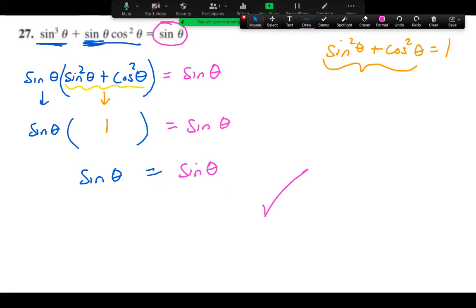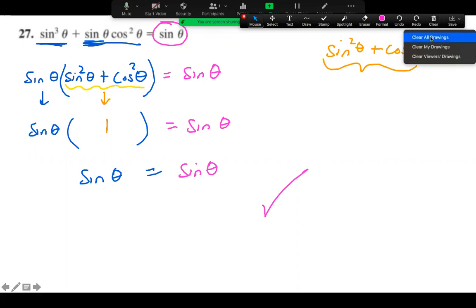Okay, so with that in mind, I'm going to clear the screen and we'll proceed to the next example, which would be 28.